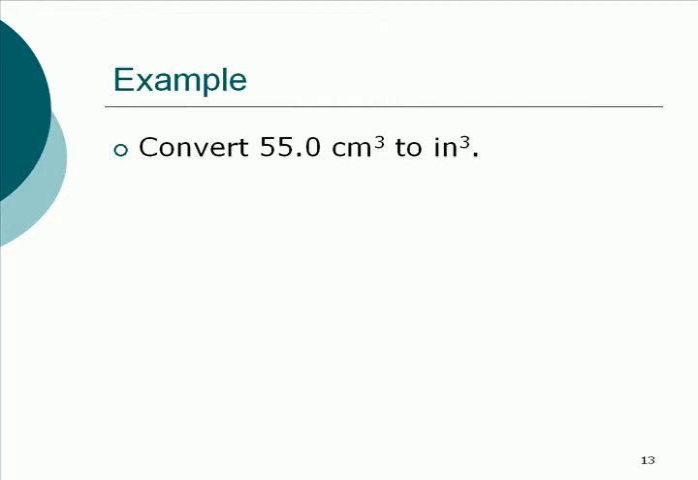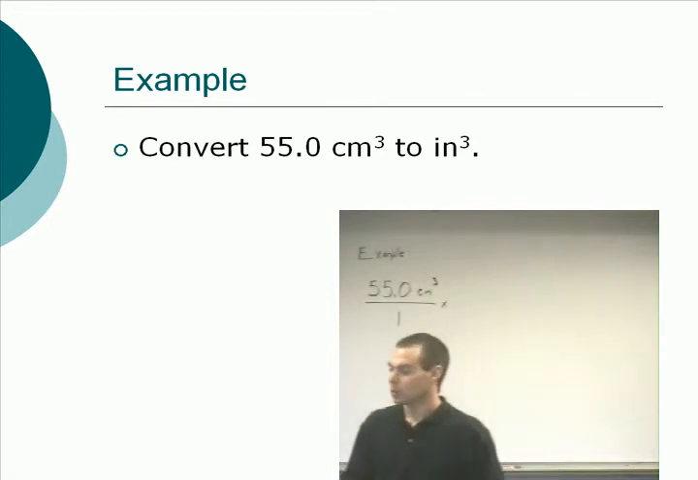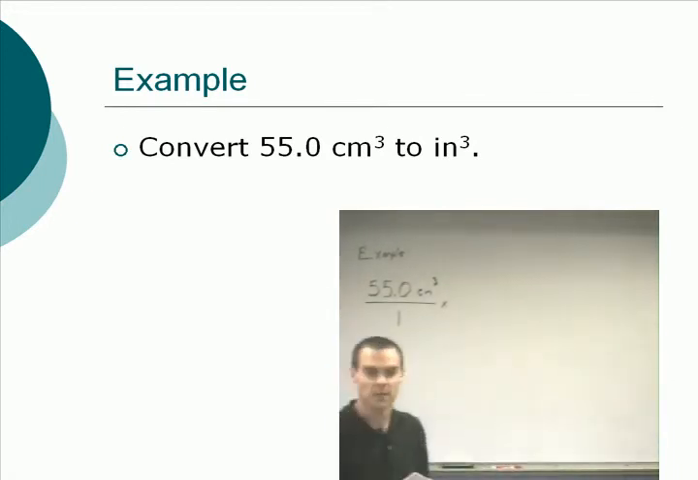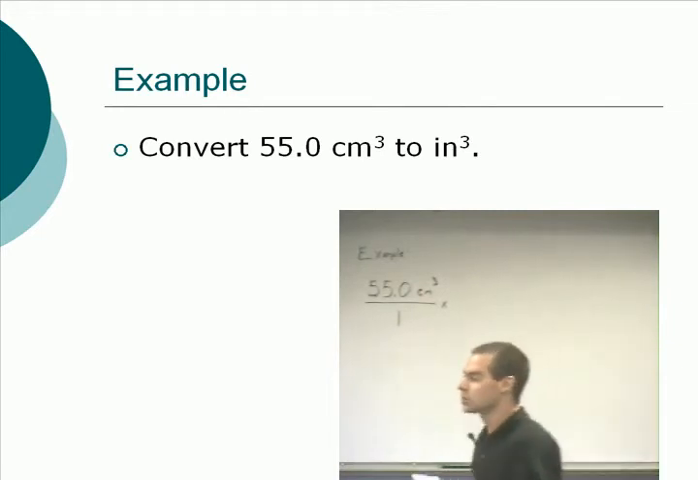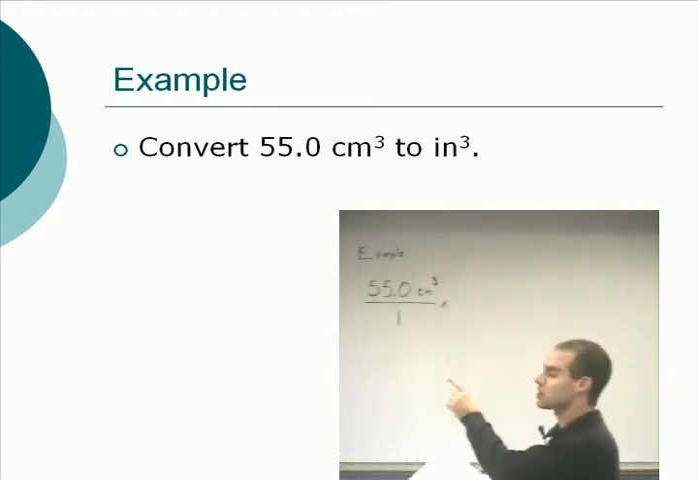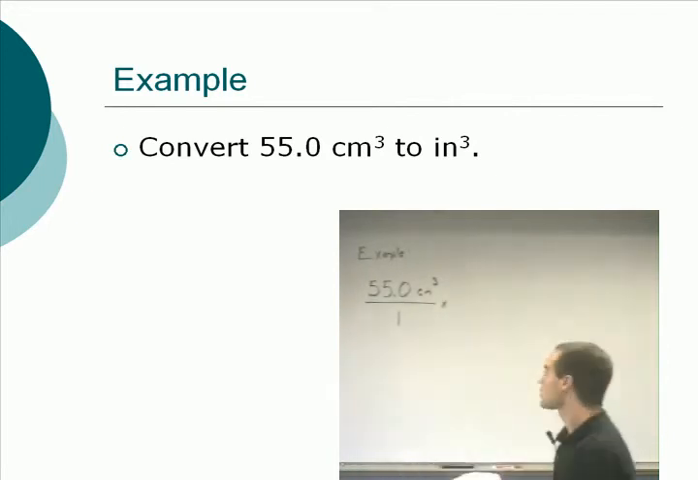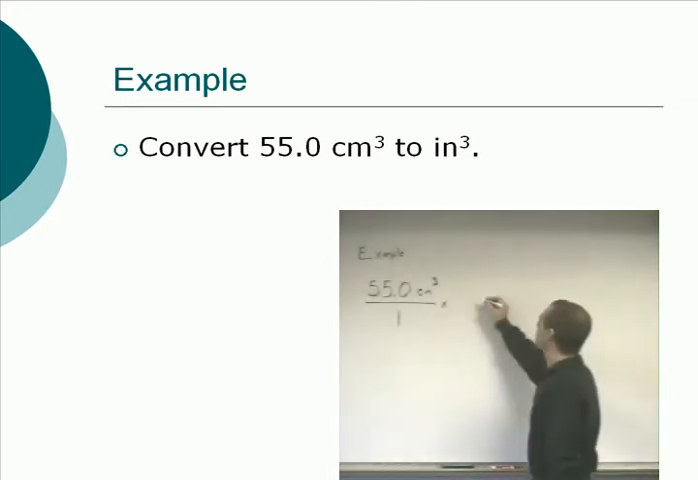Problem is, we want to convert 55.0 centimeters cubed to cubic inches. We start out with the setup the same way, 55.0 cubic centimeters over 1. Now, here's the kicker. We want to convert centimeters to inches, cubic specifically, but you go to your conversion sheet. Do we have a conversion fact? Yeah, we don't have a conversion from cubic centimeters to cubic inches. Doesn't mean it doesn't exist, because it does. We just don't have access to it. So we're going to use the conversion from centimeters to inches, but we need to make sure that it is cubed.